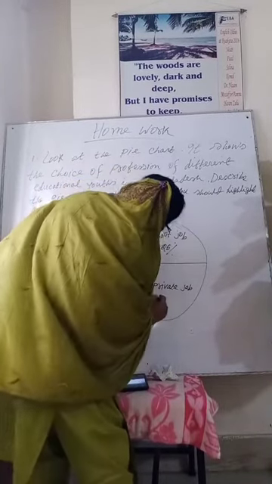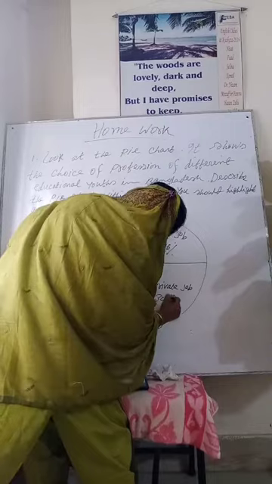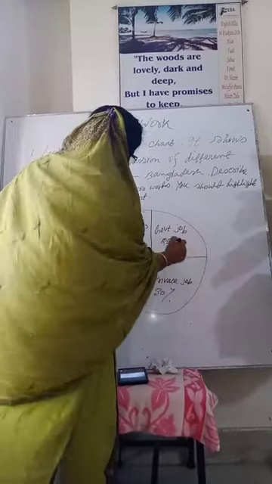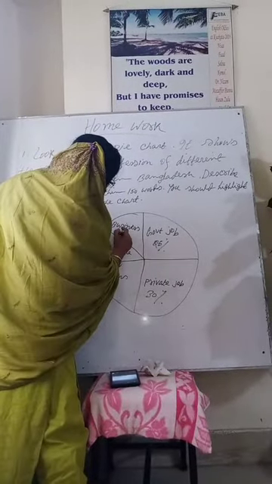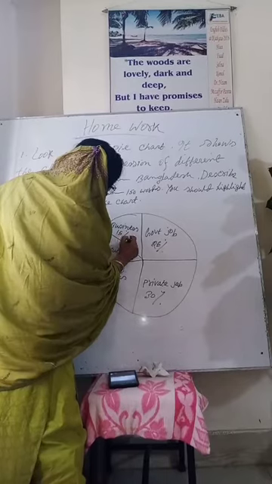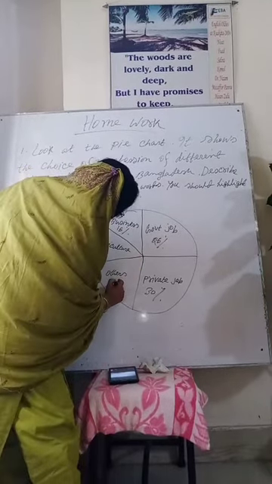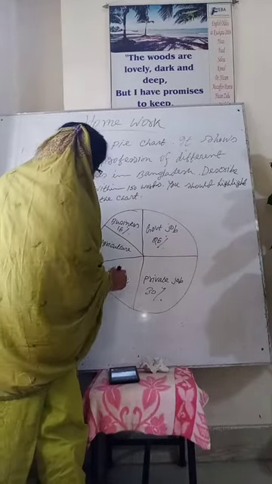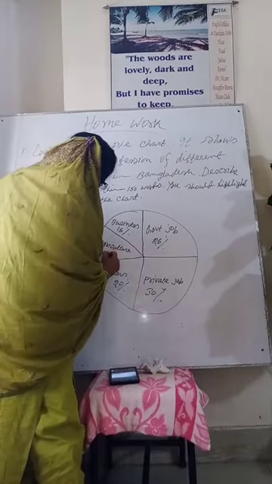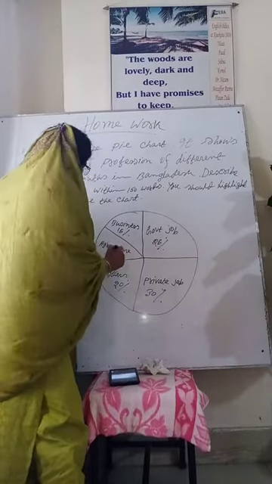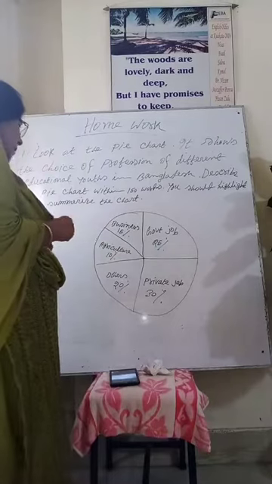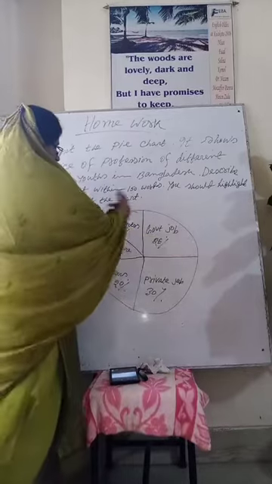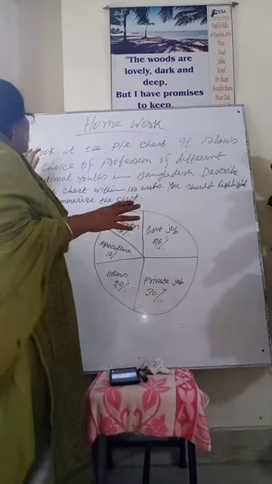25%, private job 30%, business 15%, others 20%, agriculture 10%. Here is the pie chart for you. Look at the pie chart.